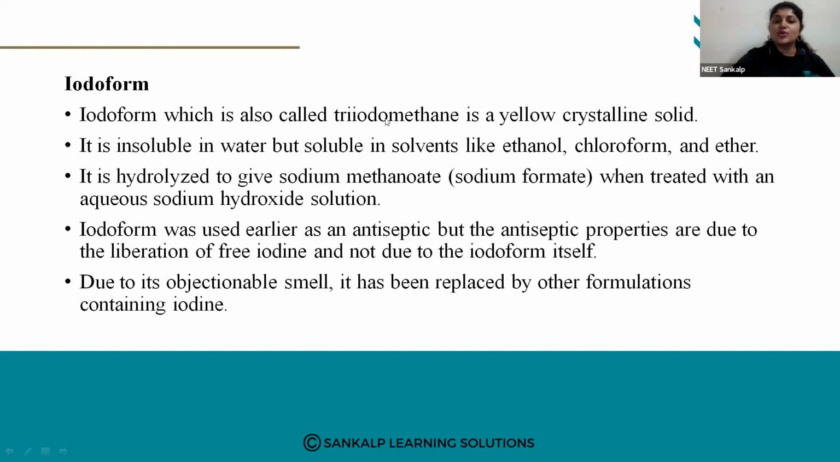Iodoform, which is also called triiodomethane, is a yellow crystalline solid. This is insoluble in water, but soluble in solvents like ethanol, chloroform, and ether. You know what the solvents are. It is insoluble in water, which means it should be soluble in organic solvents: ethanol, which is an alcohol, chloroform, and ether.